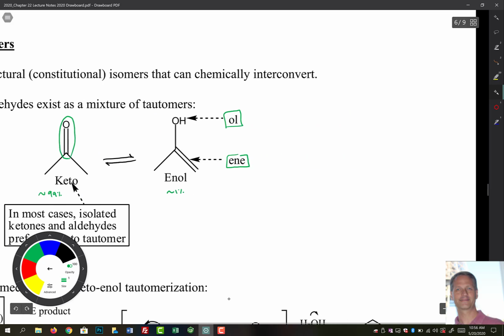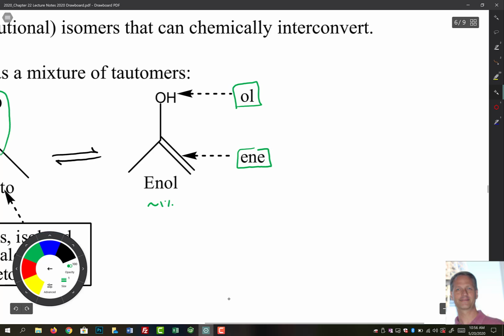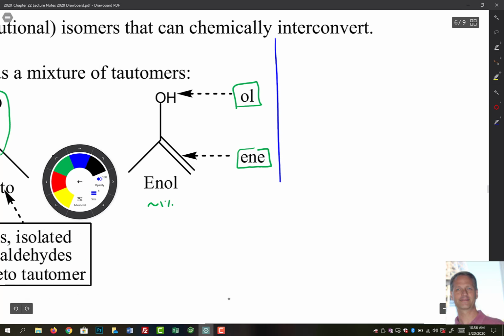So there are some situations that arise that can shift this equilibrium a little bit. I want to talk to you guys over here on the side about some exceptions. So let's take a look at the first one here. What if we had something like this? This is the keto form of that molecule, and we'll go through and show how this occurs, but this is in equilibrium with the enol form. The enol form is going to have a double bond with an OH. There's your ene, here's your ol.